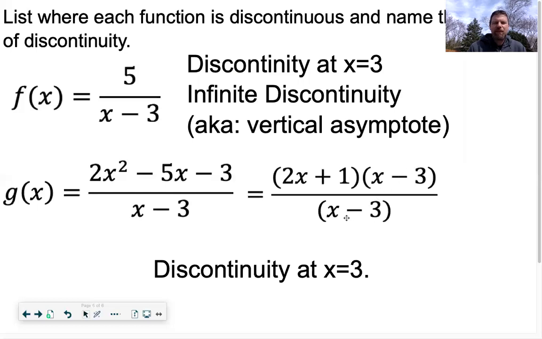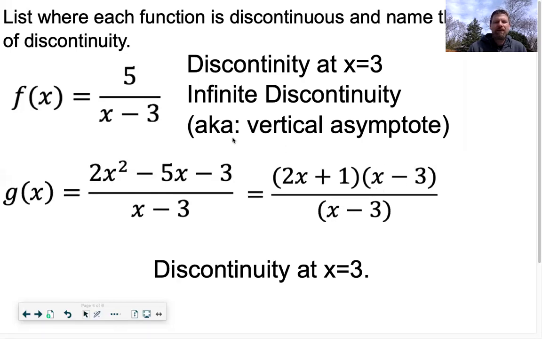X minus 3 divided by x minus 3 is always, always, always 1, with the one exception of when I plug a 3 into there, I've got 0 over 0. 0 divided by 0 is not 1. 0 divided by 0 is undefined. So this function really just looks like 2x minus 1 everywhere except at 3. At 3, there's a hole.